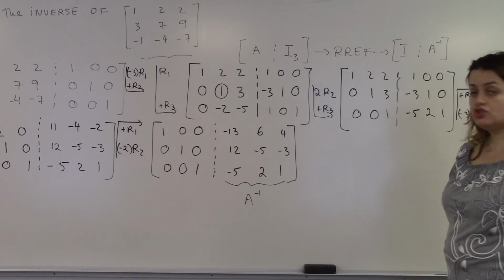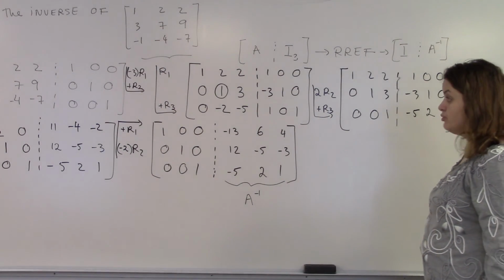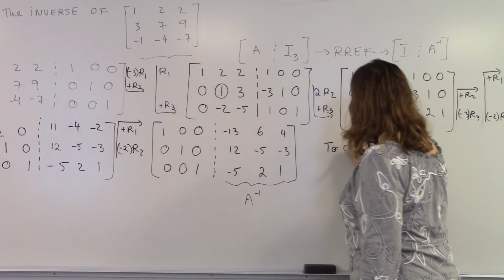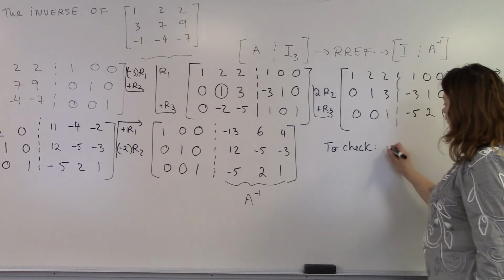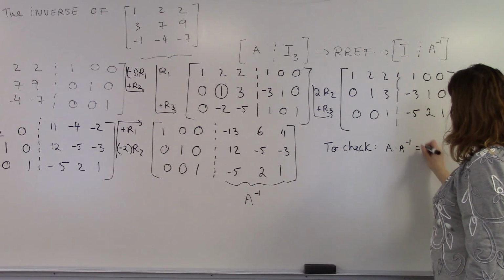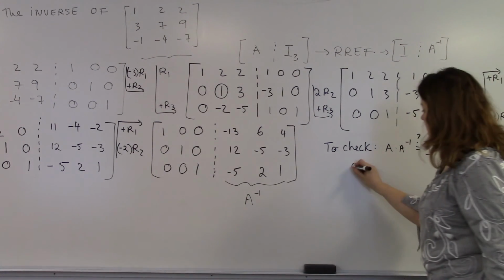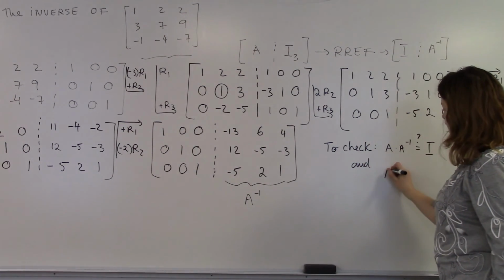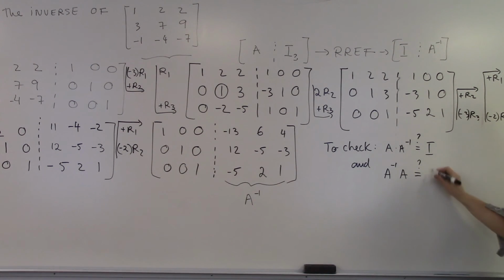Now, the way to check to see if our computations were right is to perform two multiplications. We multiply A times A inverse to make sure that it equals the 3 by 3 identity, and we have to do A inverse times A, and check to make sure that that equals the 3 by 3 identity.